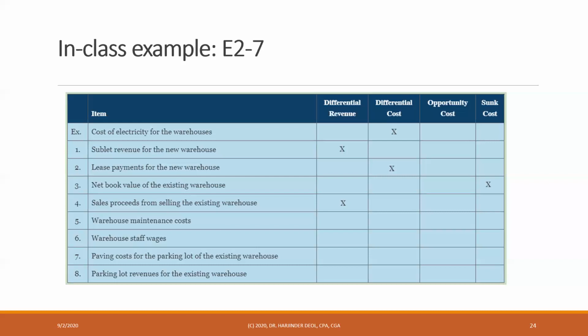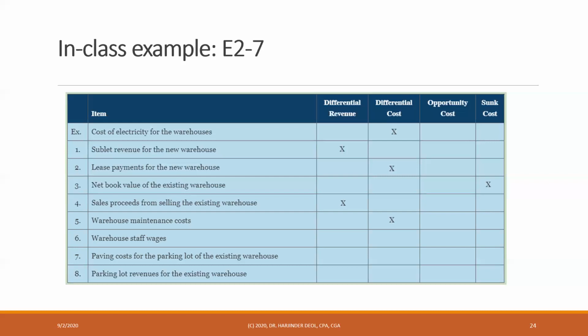So regardless, we're currently putting it under differential revenue with a caveat. Number 5, the warehouse maintenance costs. So these maintenance costs, if there is a difference between the maintenance costs for the new warehouse and the maintenance costs of the existing warehouse, these will be put under the category of differential costs.